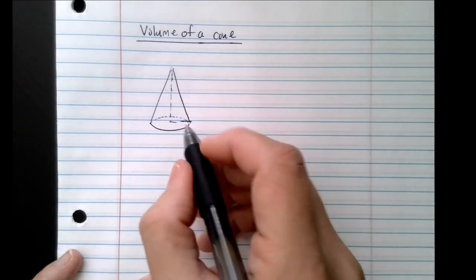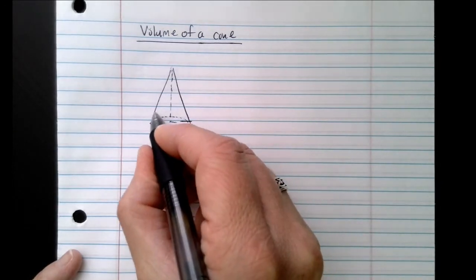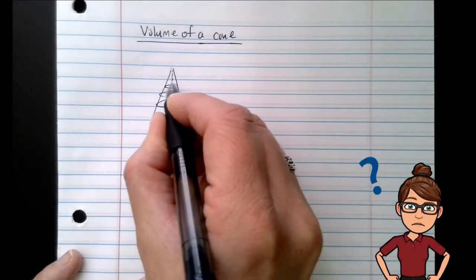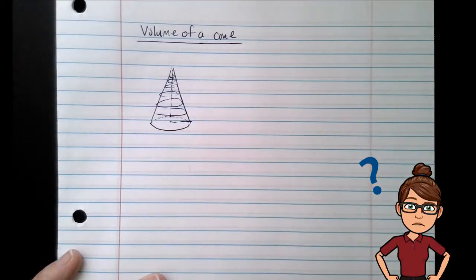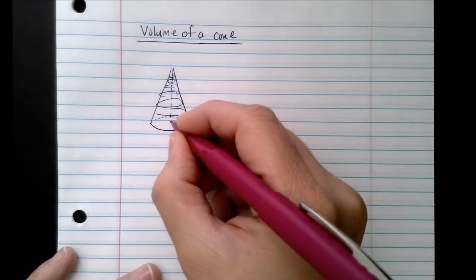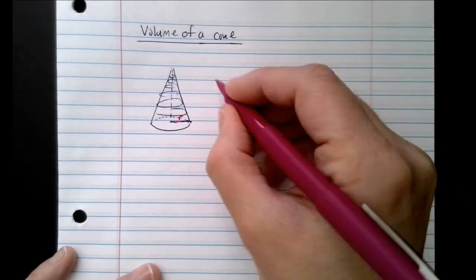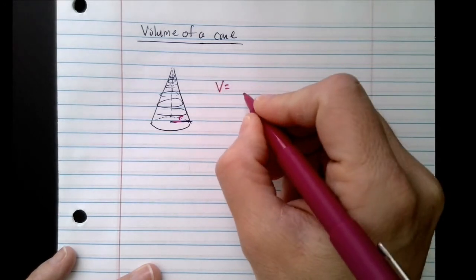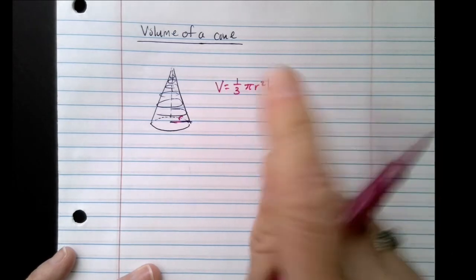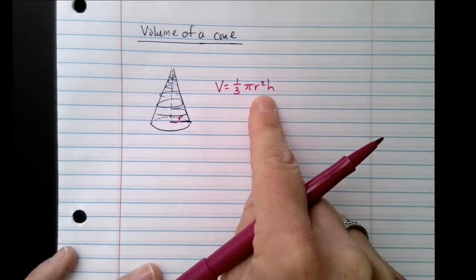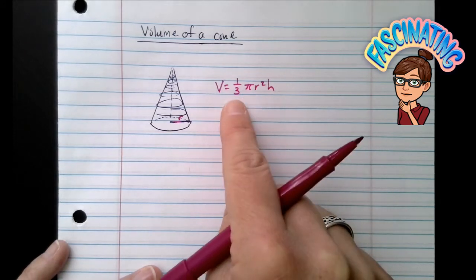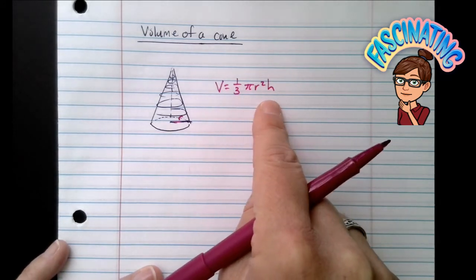Now what makes a cone interesting is it's also made up of circles like a cylinder, but the circles have a changing radius. Now, there is a radius though at the base, and so the volume of a cone is 1/3 pi r squared h. So notice pi r squared h is the same volume formula of a cylinder. The difference though for a cone is it's 1/3 of that.